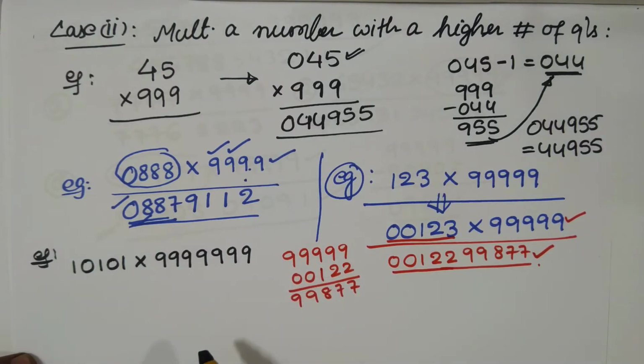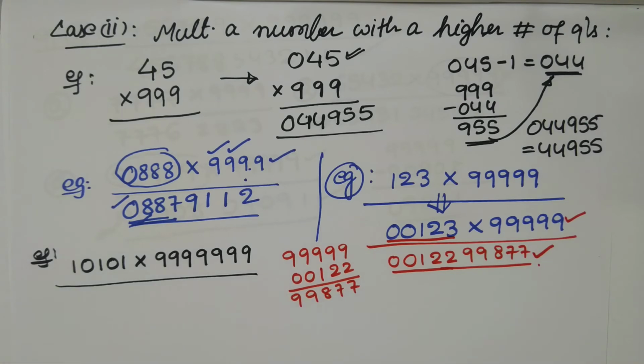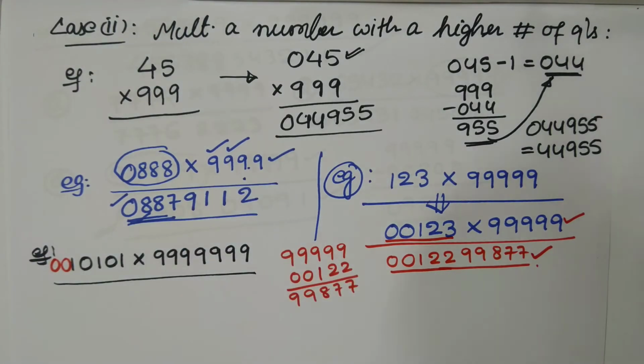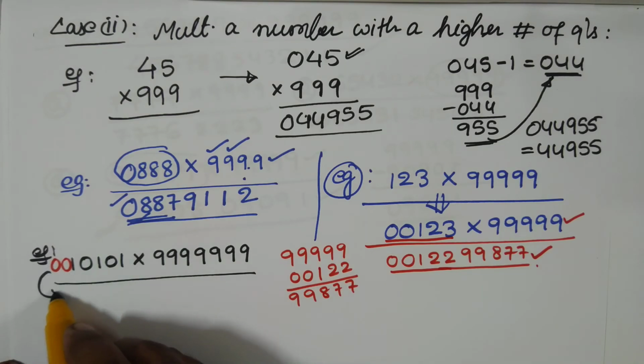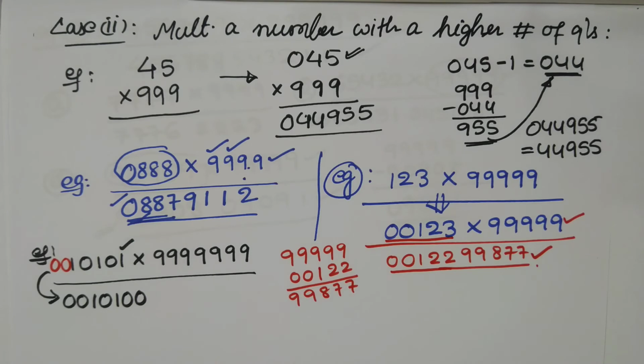Okay, so the number of digits in the multiplicand is 5 and the number of digits in the multiplier is 7. So now what do you do? As we have 5 digits in the multiplicand, you just take 2 zeros here. Now the multiplicand has 5 plus 2, 7 digits, like the multiplier. Same stuff: you subtract 1 from this, so you get 0 0 1 0 1 0 0. If I subtract 1 from this, 1 minus 1 is 0. Now again what do you do? You subtract this from this number.